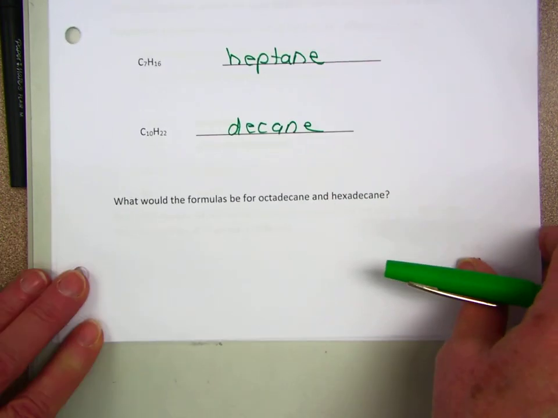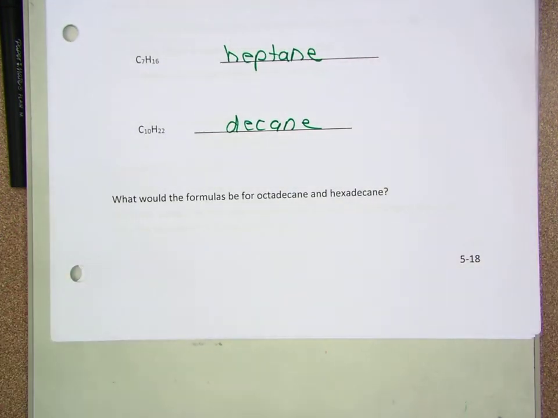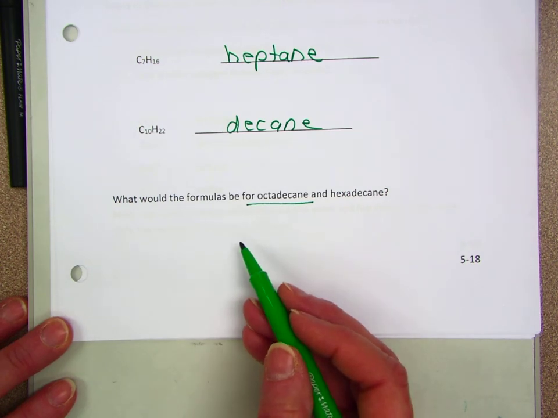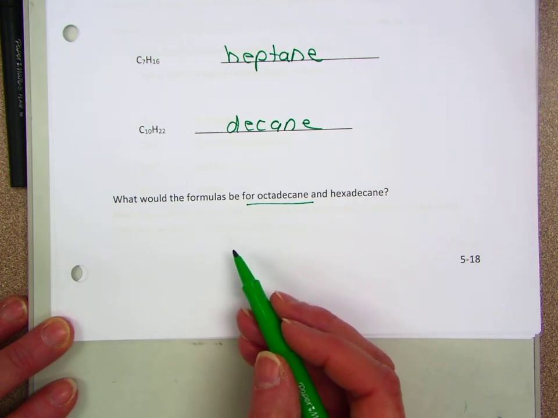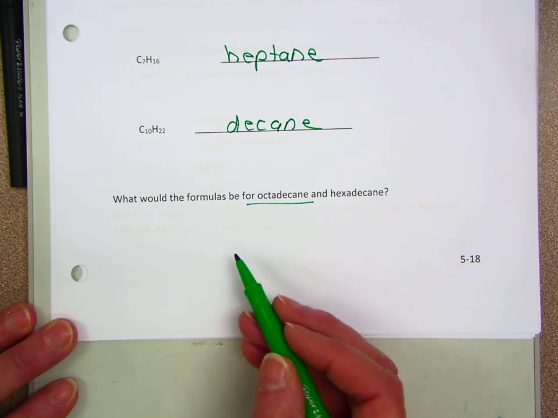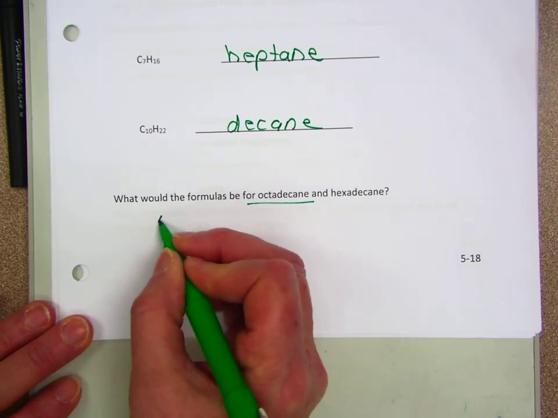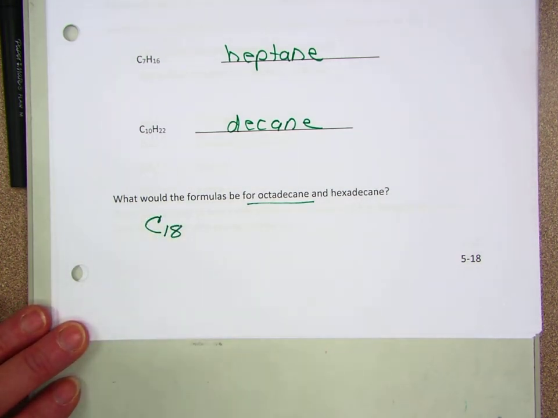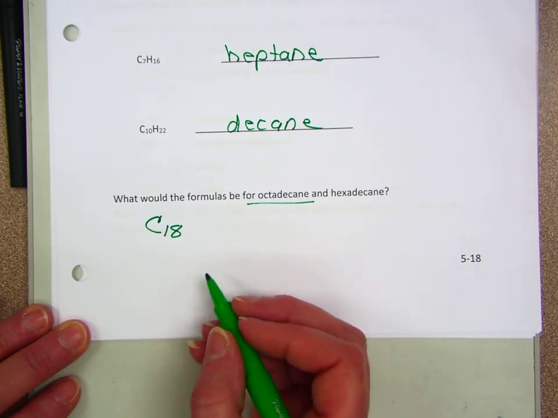So now, think this one through, Shane. Octa, deca. What's octa? And what's deca? You got two choices in my mind. Either 80 or 18, right? It's 18. So C18. So if I have 18 carbons, how many hydrogens do I have? 38.